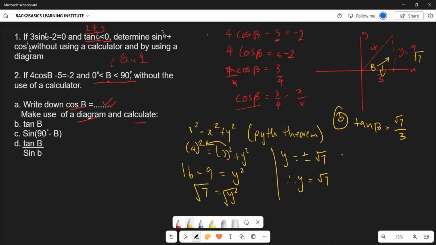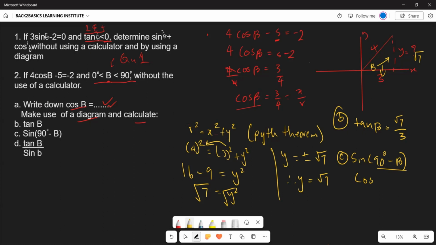Now let's look at number C. In number C, they want us to find sine of 90 degrees subtract beta, right? Now, sine of 90 degrees subtract beta is your cofunction. I usually refer to it as interchangeable, right? So which means when you have sine of 90 degrees subtract beta, this is the same as what? This is the same as cos of what? Now look, if you are saying 90 degrees subtract beta, this is in your first quadrant, right?